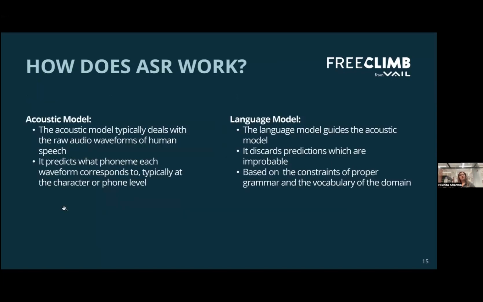So the acoustic model deals with the raw audio waveforms, and what it's trying to do is predict what phoneme, or we'll dive into phonemes later, but what word is being spoken in each audio frame. And for the language model, it tries to guide the acoustic model, and it discards predictions which are improbable. So given the text transcripts that you have, you can train a language model, and it will help you frame grammatically correct sentences and discard words which sound similar but don't belong to your domain. So that's where the speech recognition models get their edge from.